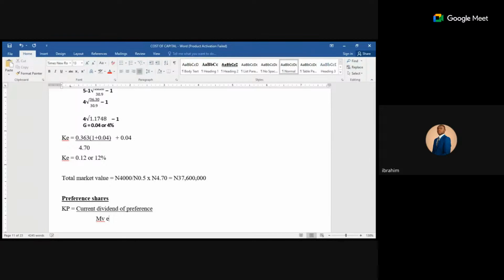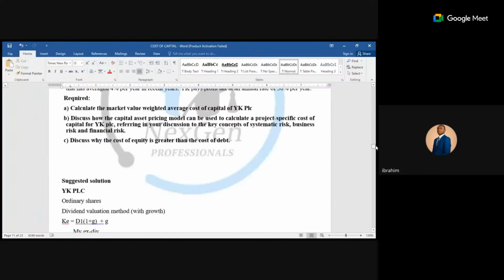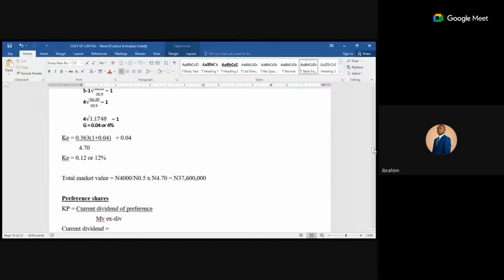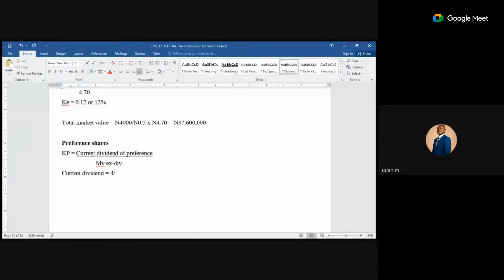So market value ex-div. If it is cum-div, you have to determine your market value ex-div. Now, the current dividend for preference shares. In that story, they were supposed to give us the current dividend for preference shares, but it wasn't stated. And I said that if it is not stated, don't stress yourself too much. Just come here, pick 4%. Do 4 divided by 100, multiplied by the nominal value. The nominal value is 1 naira.